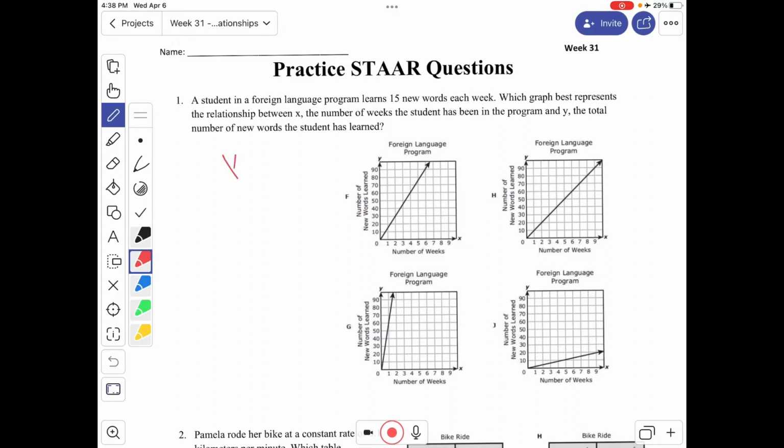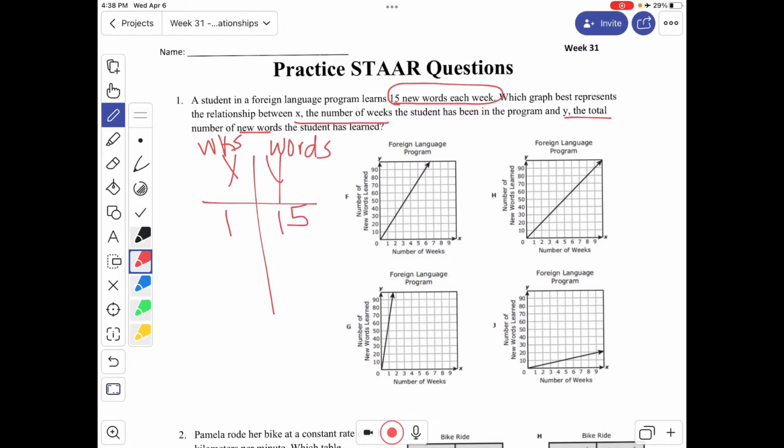Make yourself a T-chart, the X's and the Y's. And the X is supposed to be the number of weeks, and the Y is supposed to be the total number of words. And it says 15 new words each week. So in 1 week, 15 words. In 2 weeks, that would be double that, which is 30 words. In 3 weeks, each time we're adding 15 more, so that would be 45.